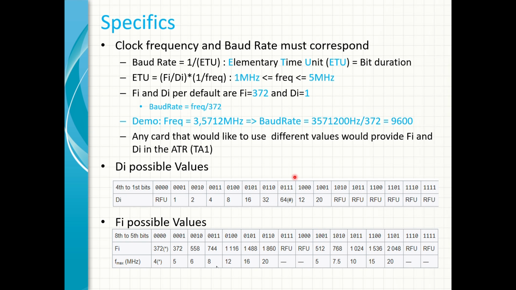Now let's talk a bit about some basic important attributes associated in implementing an EMV terminal, which are also related to the answer to reset. The frequency and the baud rate must always correspond to have a successful EMV terminal. The baud rate is the inverse of the bit duration. A bit duration is called the elementary time unit. The elementary time unit is calculated as thus.